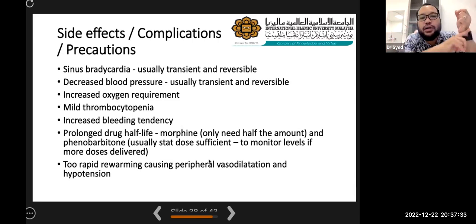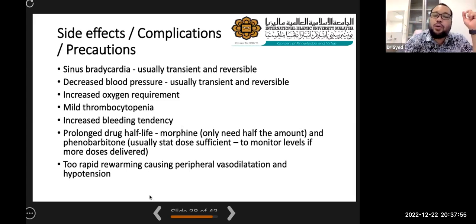And then you need to remember as well, with cooling, there will be prolonged drug half-life. So morphine pun sama. Morphine, the effect will be more because the half-life is longer. Phenobarbital, so there's a lot of medication, especially those that are metabolized in the liver. Sometimes the half-life will be prolonged.